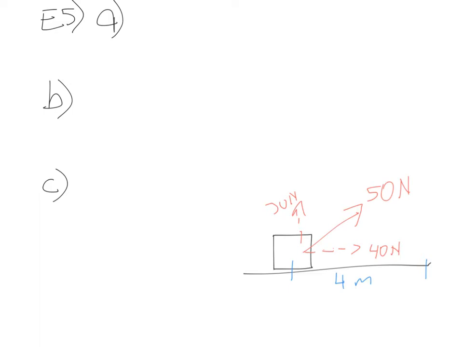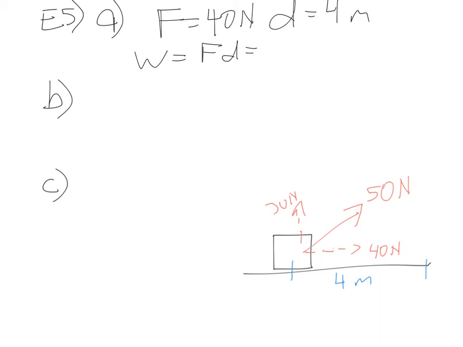So, part A says, what is the work done by the horizontal component? Horizontal is the left and right component. So the 40 newtons. So we know the force is 40 newtons. We know the displacement to the right is equal to 4 meters, and work equals force times displacement, or 40 times 4, which gives us 160 joules of work.